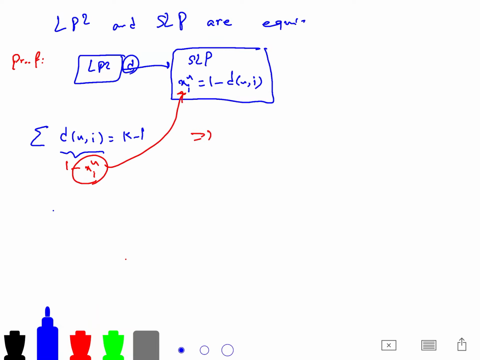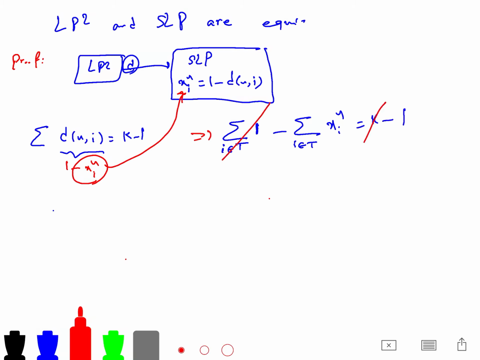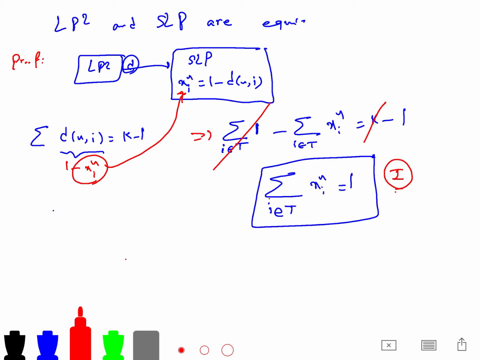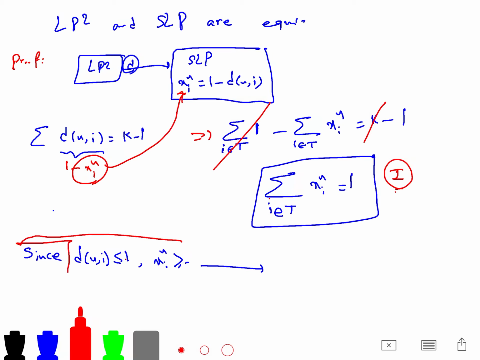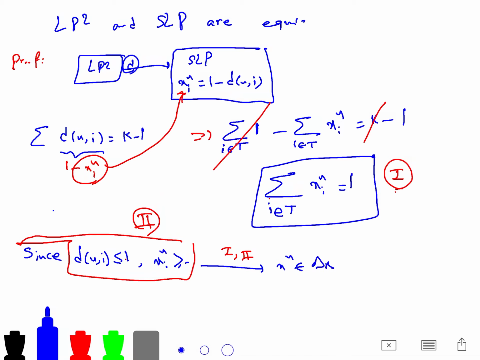So we conclude that the sum over the k terminals of 1 minus x_i(u) is equal to k minus 1. So this k goes with this, and what is left for us is just that the sum of x_i(u) over the terminals is equal to 1. So if you just record this as 1, we need another formula as well. So we say that since the distance d(u,i) is less than 1 and x_i(u) is greater than 0, then, if you say that this is 2, from 1 and 2, it is easy to see that x_u is inside delta_k, your simplex.